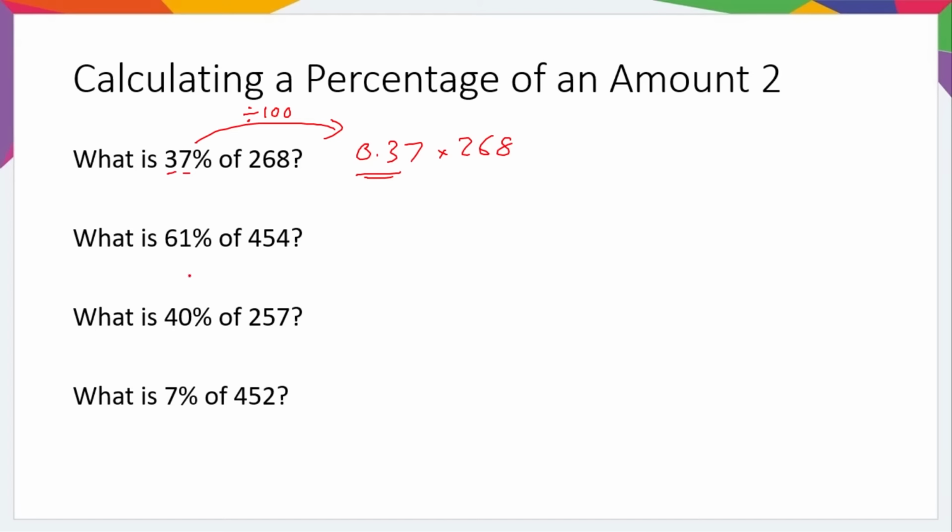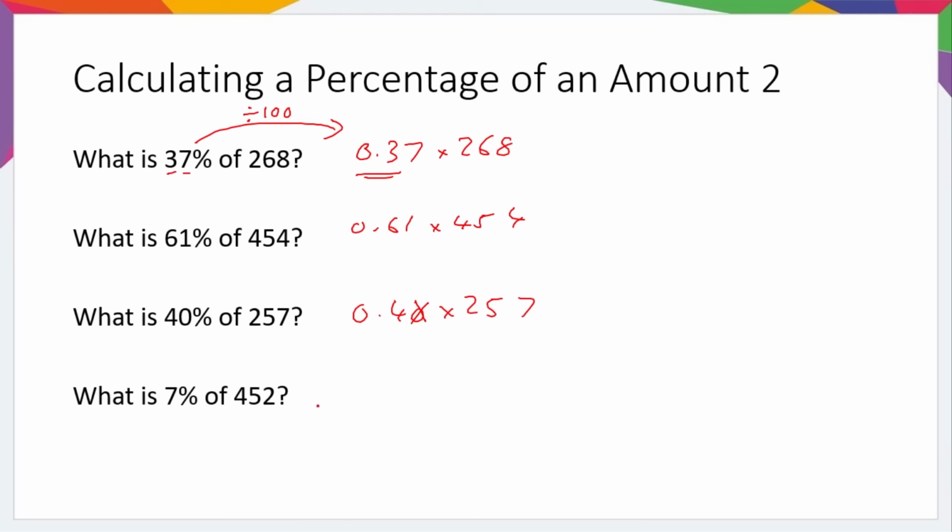The calculation for 61% of 454 is 0.61 multiplied by 454. 40% of 257 is simply 0.40 multiplied by 257. But of course, you don't need that 0. That 0 is not doing anything. So the percentage multiplier for 40%, you can just call it 0.4. But it's absolutely fine if you want to keep that 0 in. It's not really causing a problem there.